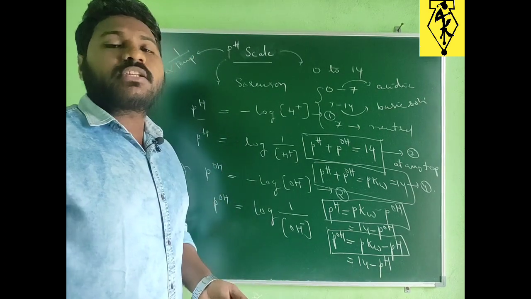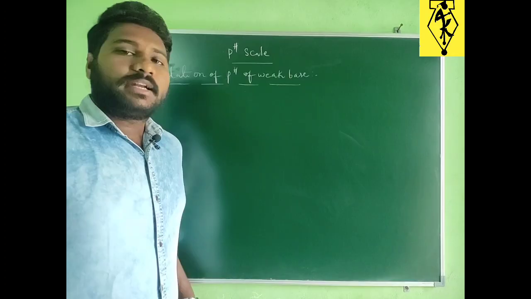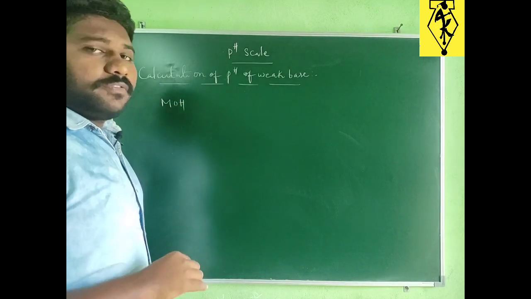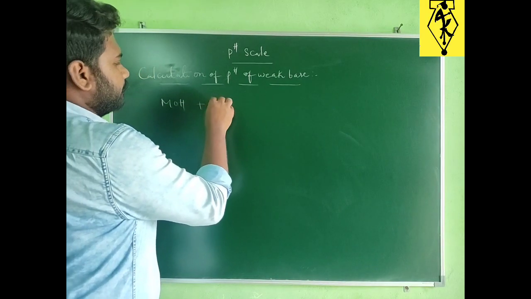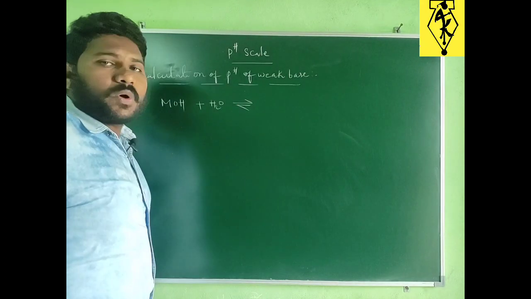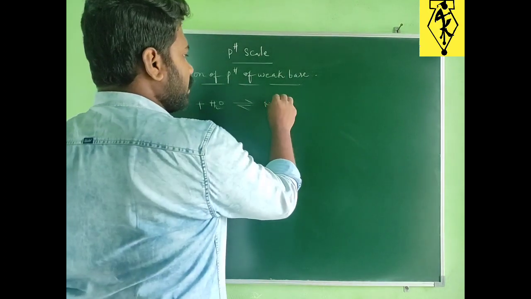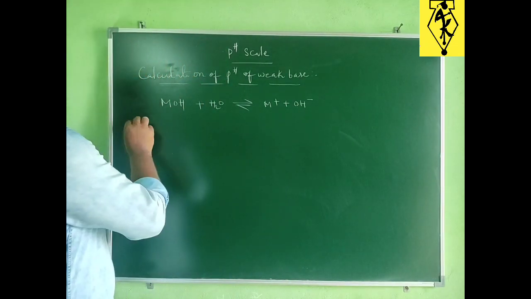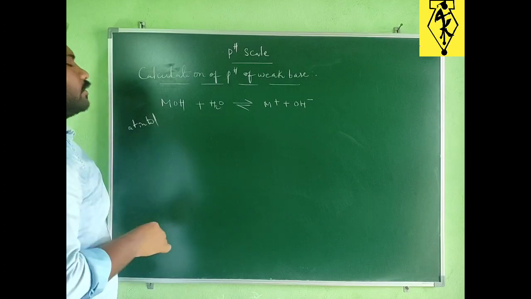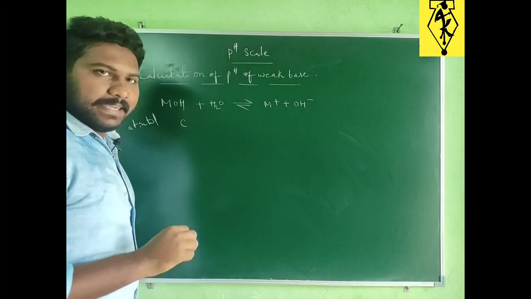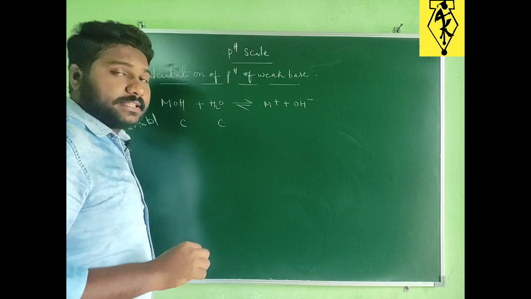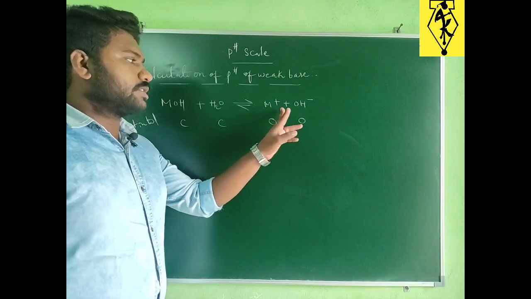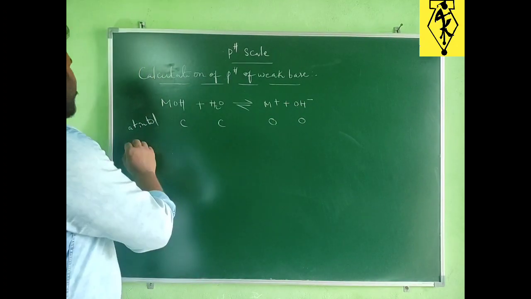Now we'll discuss the calculation of pH of a weak base. Let us take a weak base MOH. If we dissolve this base in water, it is going to ionize as M plus and OH minus ions. Suppose initially the concentration of MOH is C, and H2O is also C, and at time 0 there is no concentration of products.